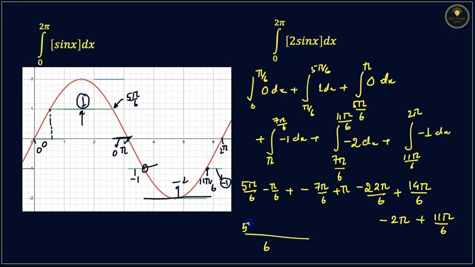Over 6, you will write 5 pi minus pi minus 7 pi minus 22 pi, and plus 14 pi plus 11 pi, and minus 2 pi, you can write it as equal to minus pi. So 22 pi plus 11 pi, you can write as equal to minus 11. Minus 11 plus 14, you will write this one as 3. And 3, you will get 2 plus 5 is 7, 7 minus 7, everything will become 0. And you will get the answer that is equal to minus pi. That's the answer that you will get.